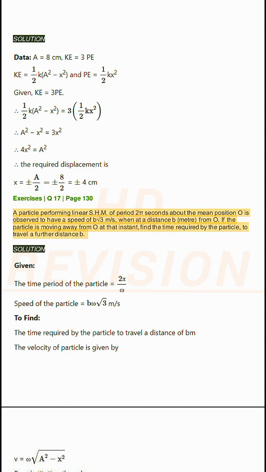Exercises Q17, page 130. A particle performing linear SHM of period 2π seconds about the mean position O is observed to have a speed of b√3 meters per second when at a distance b meter from O. If the particle is moving away from O at that instant, find the time required by the particle to travel a further distance b. Solution.